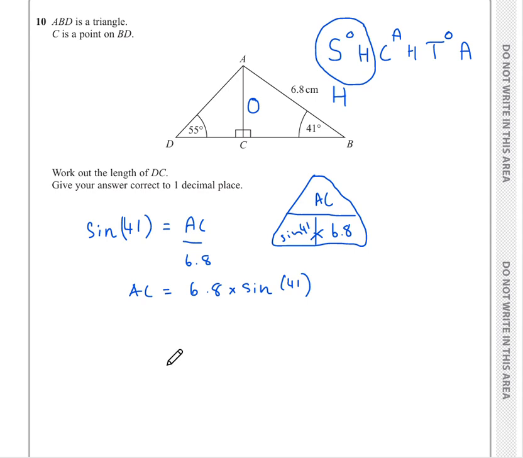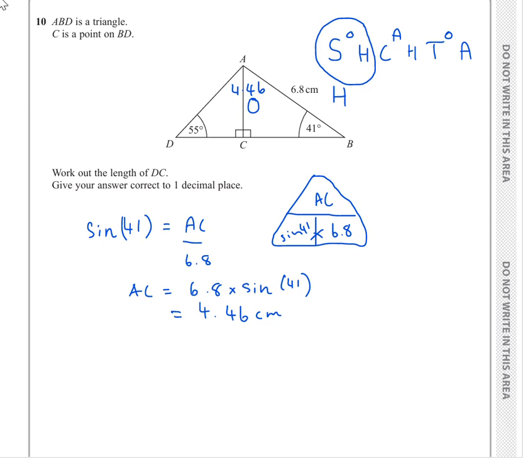So put that into the calculator. It's going to give me a length of 4.46 centimeters. I want the final answer to be correct to 1 decimal place. I'm going to work to 2 decimal places, just to make sure I don't lose any of those accuracy marks. So I know that this side here, AC, is 4.46. So now I can work out BC.